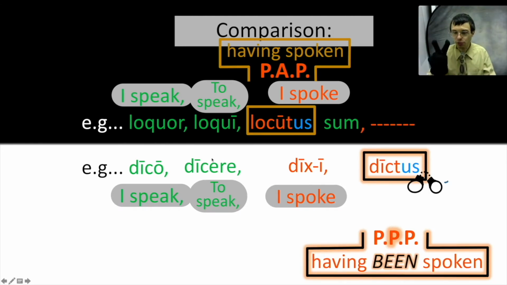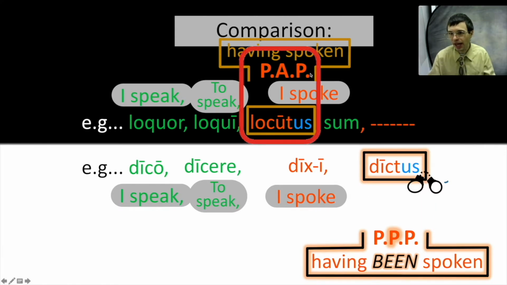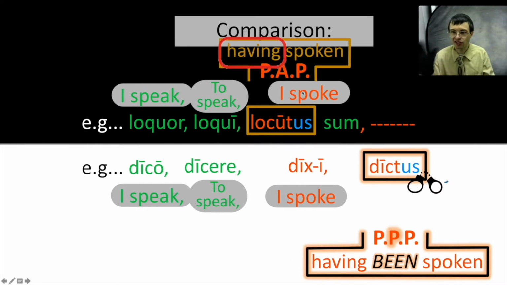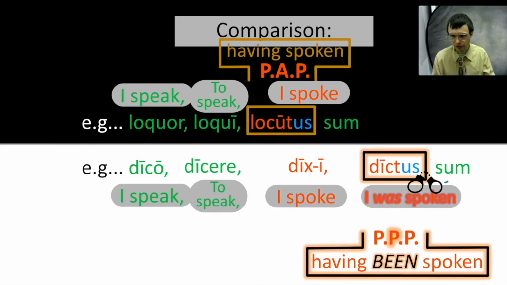Okay, so now we have 2 past participles to deal with. The PPP and the PAP. Passive is having been, and active is having. All right, so of course to this we can add on sum and get I was spoken. But of course there's no such thing in the deponents, and so that's the way it looks.